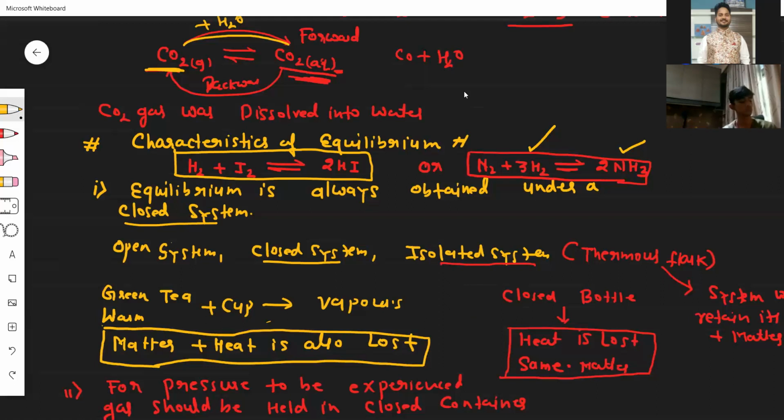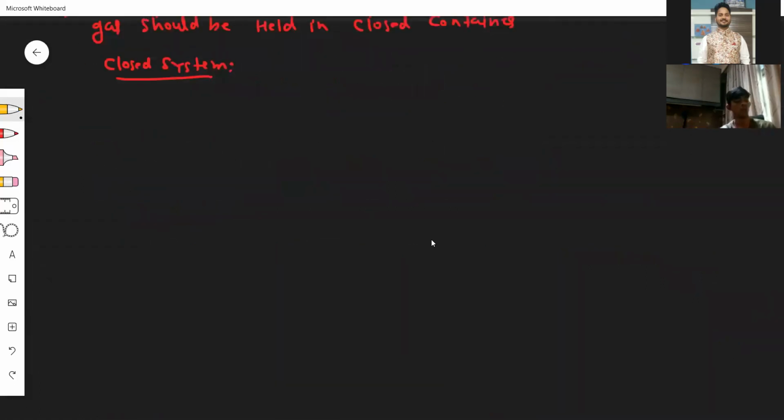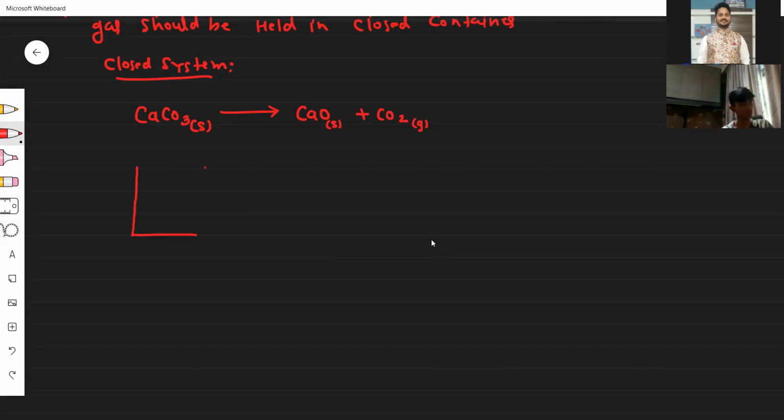If I give you another example, just a minute. If you heat calcium carbonate, CaCO3, which is a solid, then you get calcium oxide plus CO2. Now calcium oxide is a solid and CO2 is a gas. If I take a container filled with CaCO3 and heat it, what I'm getting is calcium oxide plus CO2.